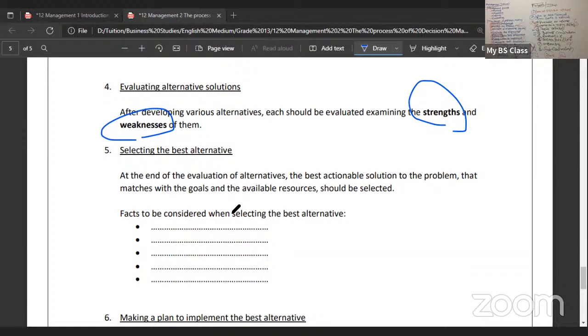Right? Then let's see what are the facts to be checked. First, I would say acceptability.